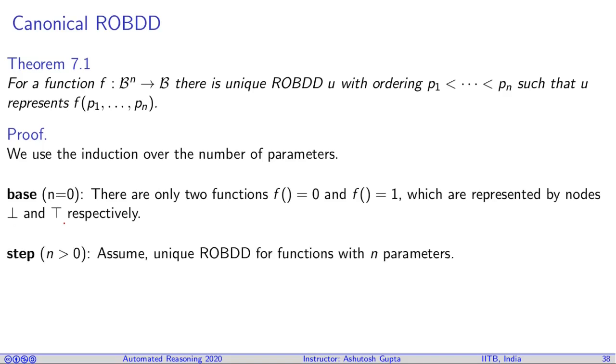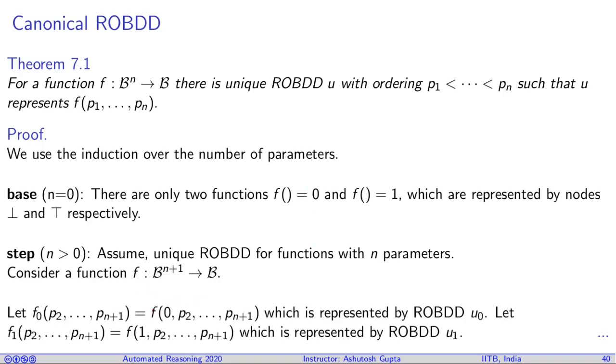Now let's consider n greater than 0. Suppose you have unique ROBDDs for functions with n parameters. Now we're going to show it for n plus 1 parameters. Let's consider a function which has n plus 1 parameters. Let's create a projection function where we put the first variable to 0 and 1, and obtain another function which has n variables, one variable less.